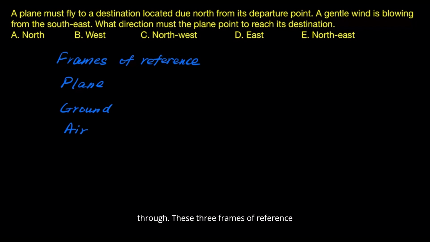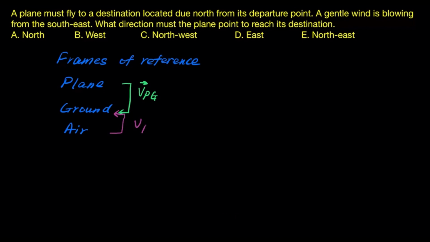These three frames of reference give us three key velocities. So we have the velocity of the plane relative to the ground, Vpg. This is the plane's velocity as seen by someone standing on the ground. And we also have the velocity of the air relative to the ground, Vag. The motion of the air is actually the wind, so we simply call this the wind velocity. So Vag is the wind velocity. And the third one is the velocity of the plane relative to the air, Vpa. This is what the pilot controls, representing the plane's speed and direction through the air.